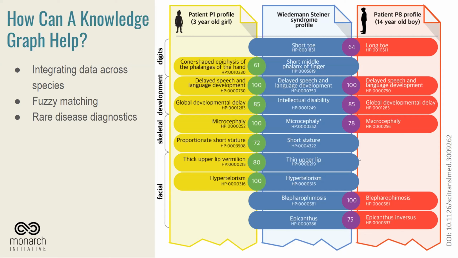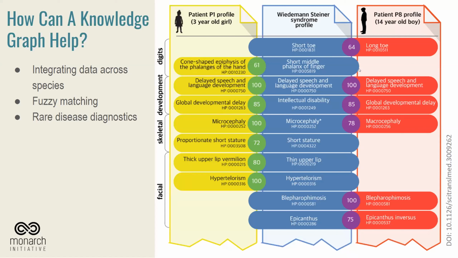But in the Monarch knowledge graph, we have disease profiles that link a specific disease, in this case, Wiedemann-Steiner syndrome, with its suite of symptoms or phenotypes. So this is the disease profile for this particular syndrome. Here we have a patient, a 14-year-old boy, and another patient, a 3-year-old girl, and this is a list of their symptoms or phenotypes. You can see that each of these patients has a profile that only partially overlaps with the disease profile and only partially overlaps with each other.